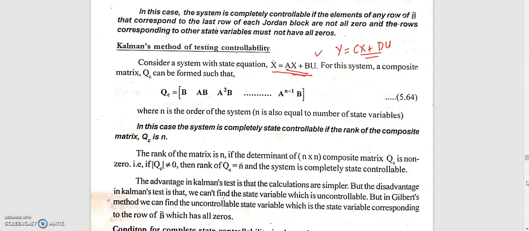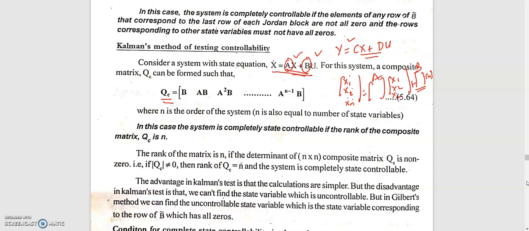Now in Kalman's method of testing controllability, you first form the matrix QC by means of the state equation. In the state equation x dot equal to Ax plus Bu, you know what A and B are. That is, we write x1 dot, x2 dot, up to xn dot in terms of a matrix A times x1, x2, up to xn, plus B into u. So this is the matrix A and this is the matrix B.